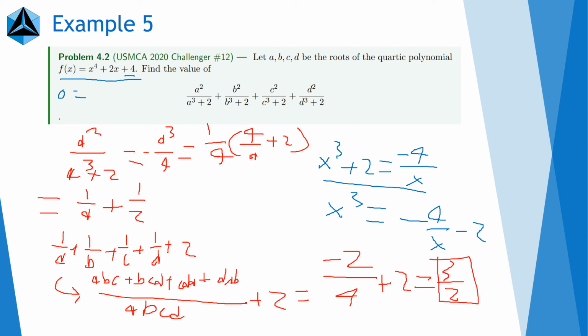If we step back, we really only used Vieta's formula once in this entire problem. The rest of the problem we just did a bunch of polynomial rearranging. But Vieta's was very helpful though. It really helped simplify 1 over a plus 1 over b plus 1 over c plus 1 over d. So don't discount it either.